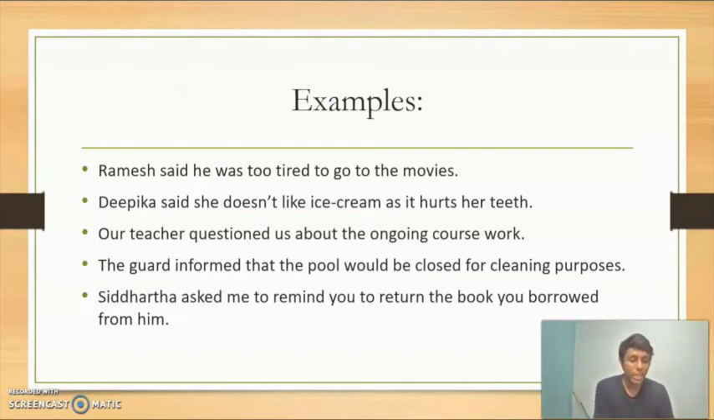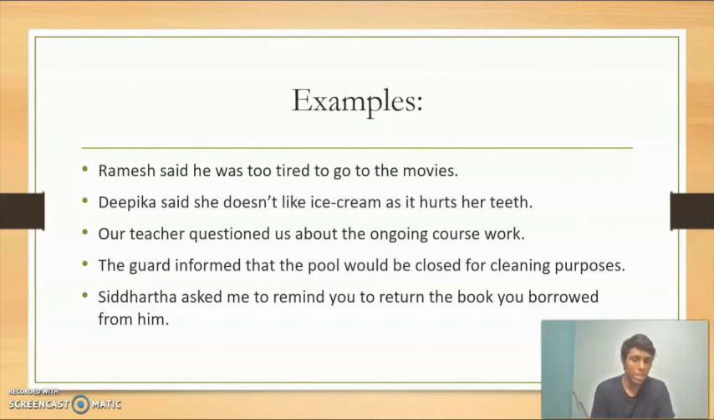So when we have to take that and convert that into indirect form, we will change the word question to questioned, right? So our teacher questioned us about the ongoing work, right? So again, you can see that while I'm converting this, I'm not using the exact same words, right? I'm just using other words that convey the meaning which was the same as that of the teacher's words. So don't worry about the conversion as we proceed on. As we move forwards, you'll come across a lot of rules that will help you better convert one form to another. Okay, the next example is the guard informed that the pool would be closed for cleaning purposes.